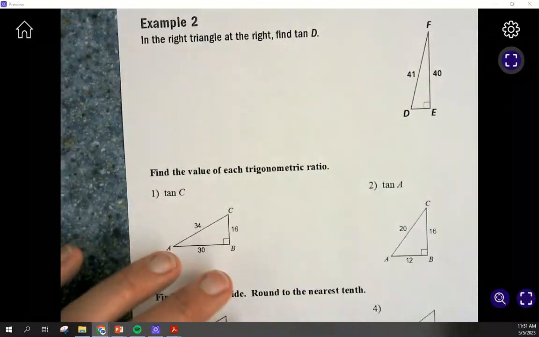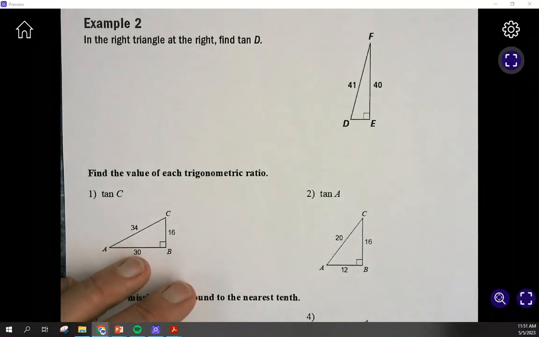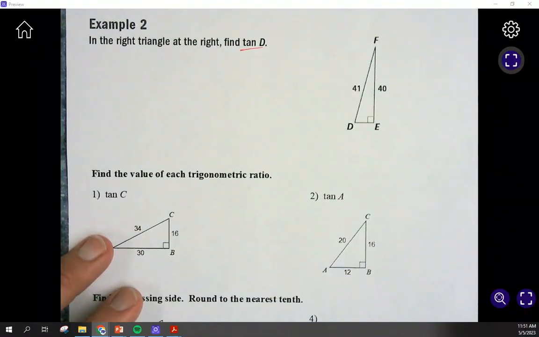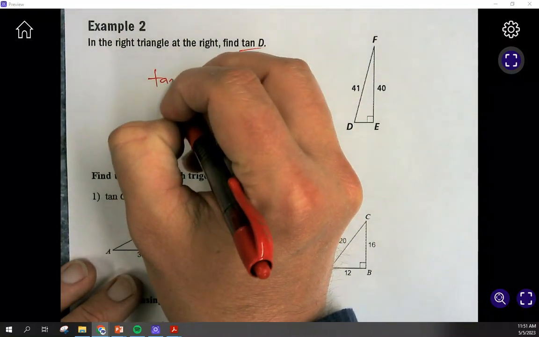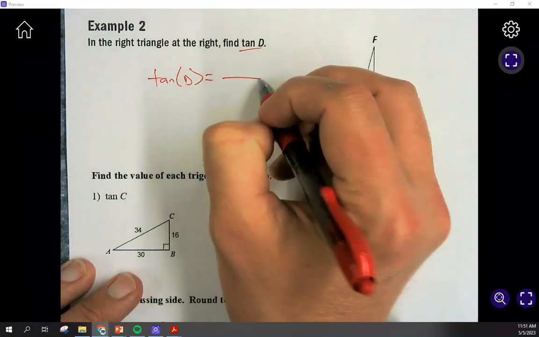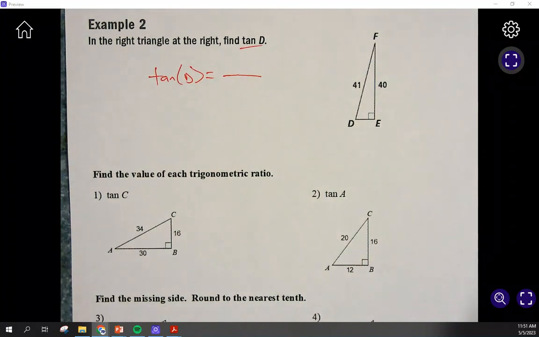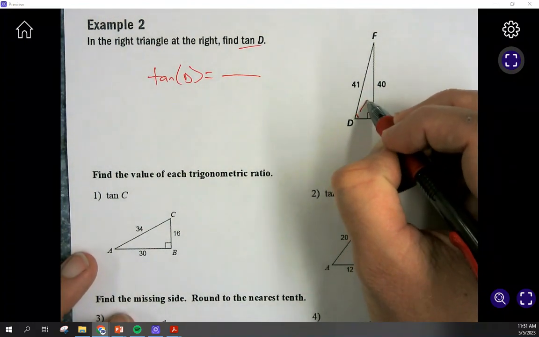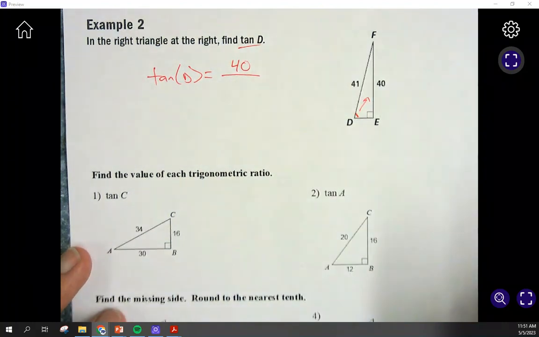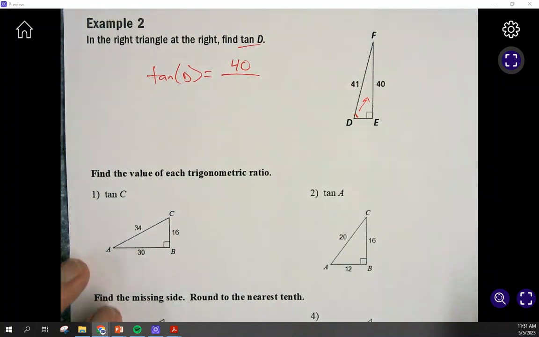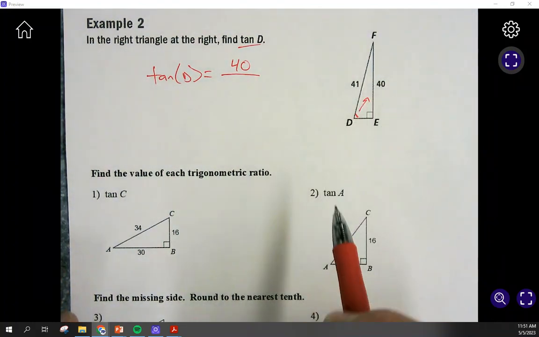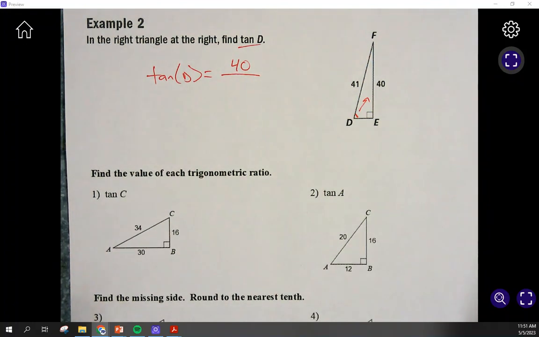Okay, to the back. So example number 2, when they say find tan, they're just asking for the ratio. So they're just looking for a fraction that's simplified. That's the ratio. So the tangent of D is equal to something over something, opposite over adjacent. So angle D, the opposite is 40. And then be careful, 41 is the hypotenuse. So the adjacent that I'm looking for is this, which I don't have right now. So I have to go find it. This isn't some special triangle, so I can't use any of those special 30, 60, 90 ratios.